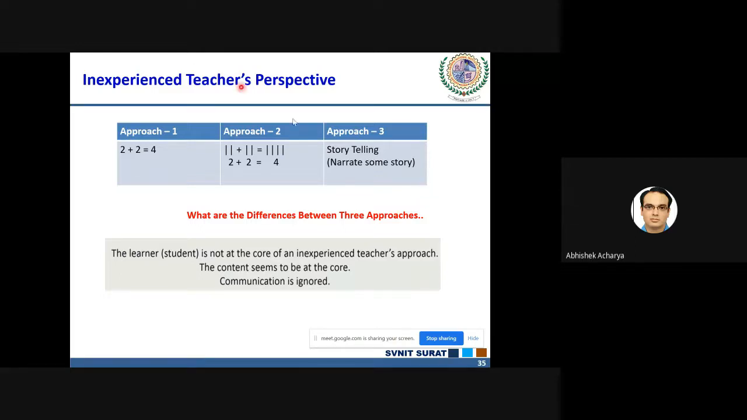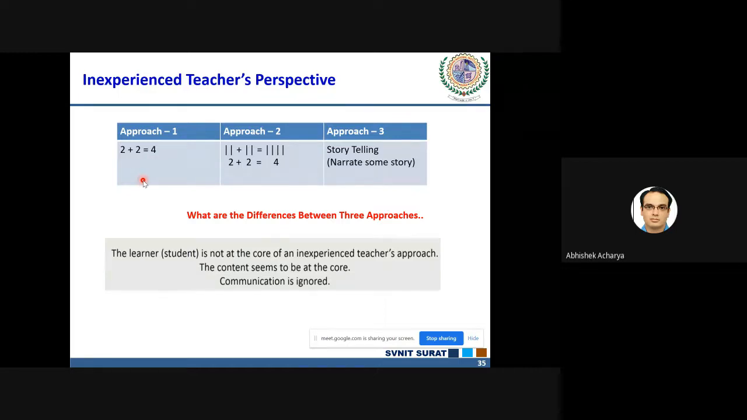So let me discuss quickly this one slide, because we all are in this teaching fraternity. This inexperienced teacher's perspective is very important for us to note, and how the process of design thinking will help you to come out of that. So here I have represented 3 approaches of teaching the same concept, that is 2 + 2 = 4.